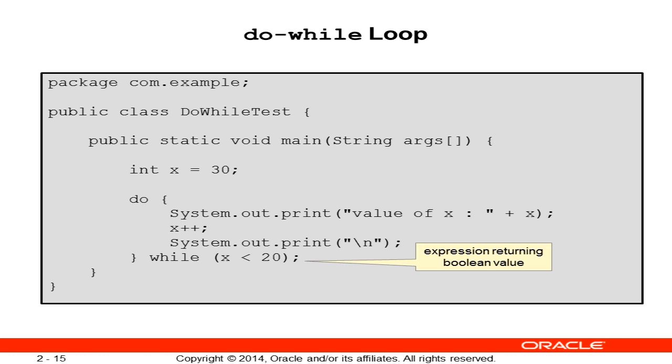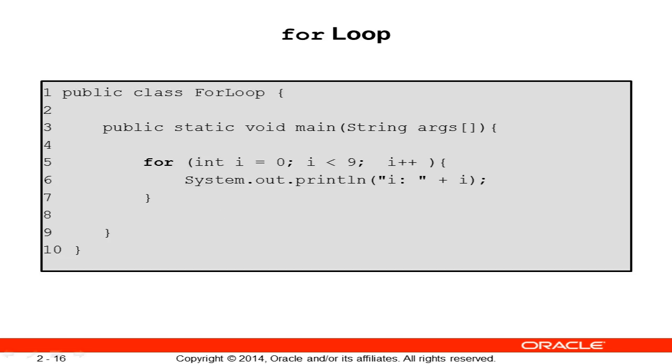So we actually do our System.out.println statement, then we increment our counter for x, and then we do our check to see while x is less than 20. Even though it was equal to 30 to begin with, we're going to run those lines first and then do our check. The for statement provides a compact way to iterate over a range of values.